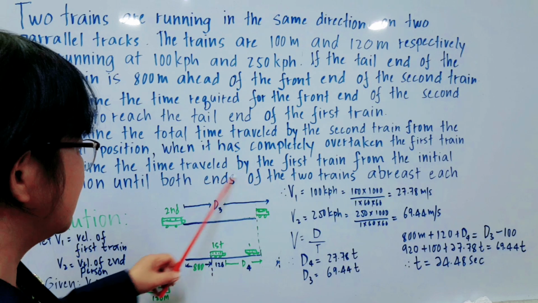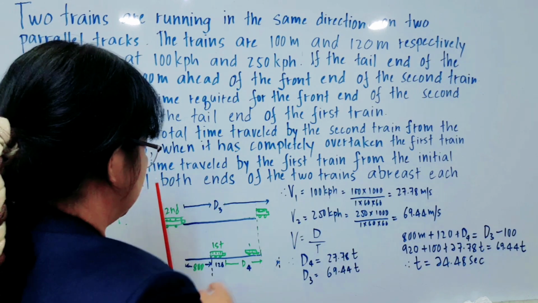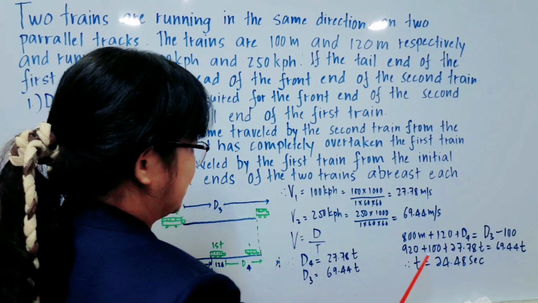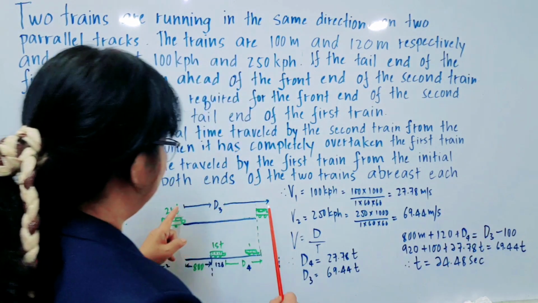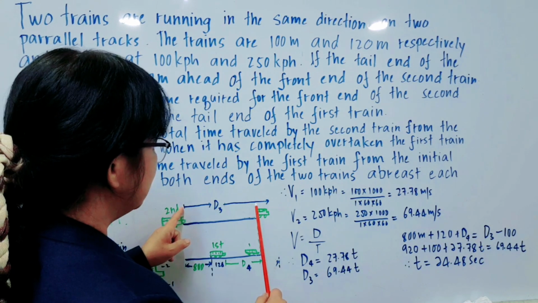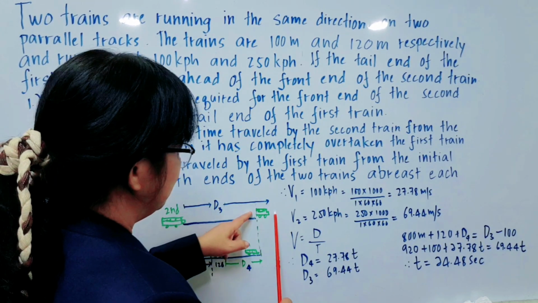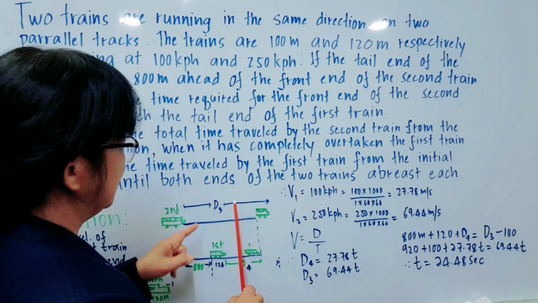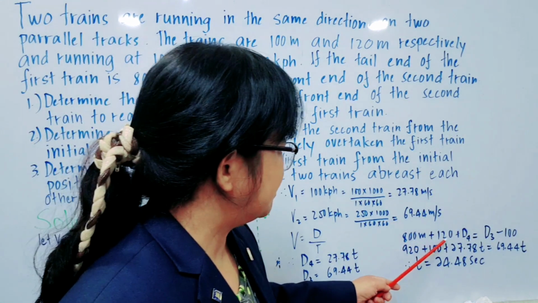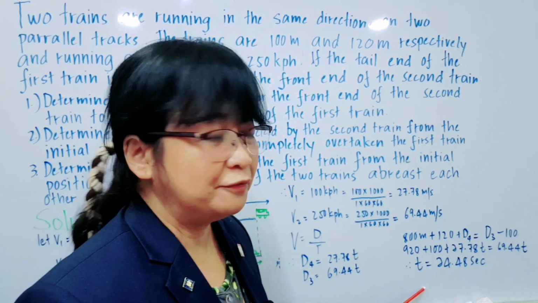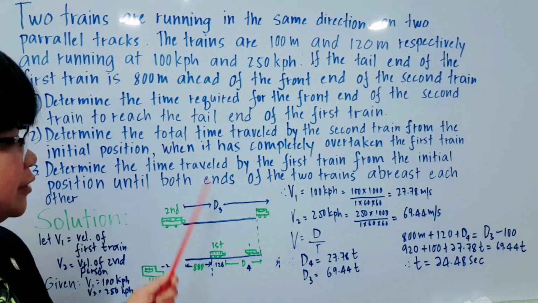Therefore, from this diagram, you can see that at 800, this distance plus 120, which is the length of the car, plus D4 is equal to D3 minus the length of the car. Kasi hanggat dito lang sila eh. So, minus the length of the car, which is 100 meter. The length of the second car, which is 100 meter. Therefore, simplifying this one, time therefore is equal to 24.48 seconds. Yan ang sagot natin sa pangalawang question.